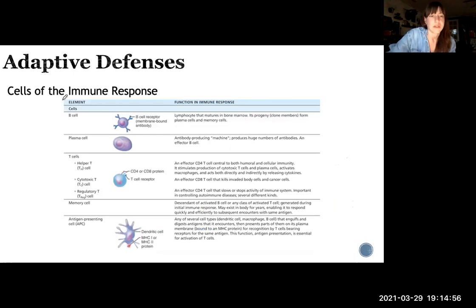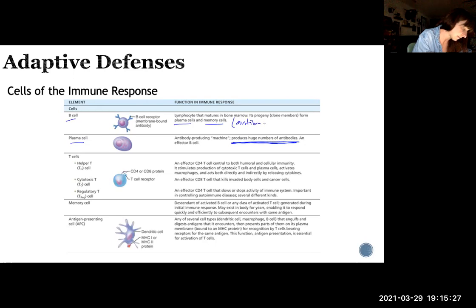All right. Cells of the immune response, both humoral and cellular, okay? B cells, humoral, right? Plasma cells formed by your B cells produce antibodies. They produce huge numbers of antibodies, okay? Your plasma cells. The B cells are lymphocytes that form plasma cells and memory cells that make antibodies. Very, very important. Hence why I keep repeating myself ad nauseum. I'm sorry.